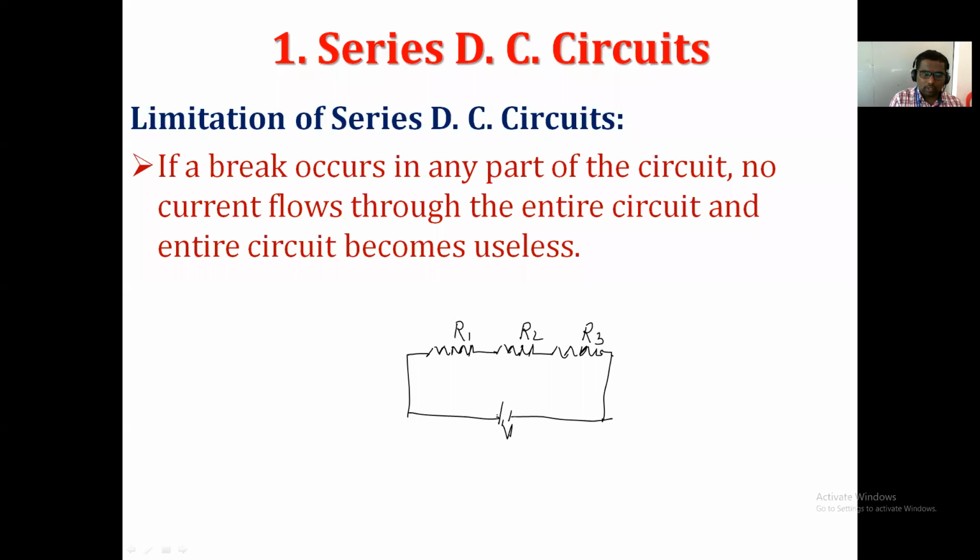Now we know that this is a closed path, so definitely current can flow through the circuit and the circuit works. But due to some problem, if we assume that R2 gets open, it means that here the open is developed. Now my question is, will the current flow through the circuit? No. Why no? In the circuit there is no path.